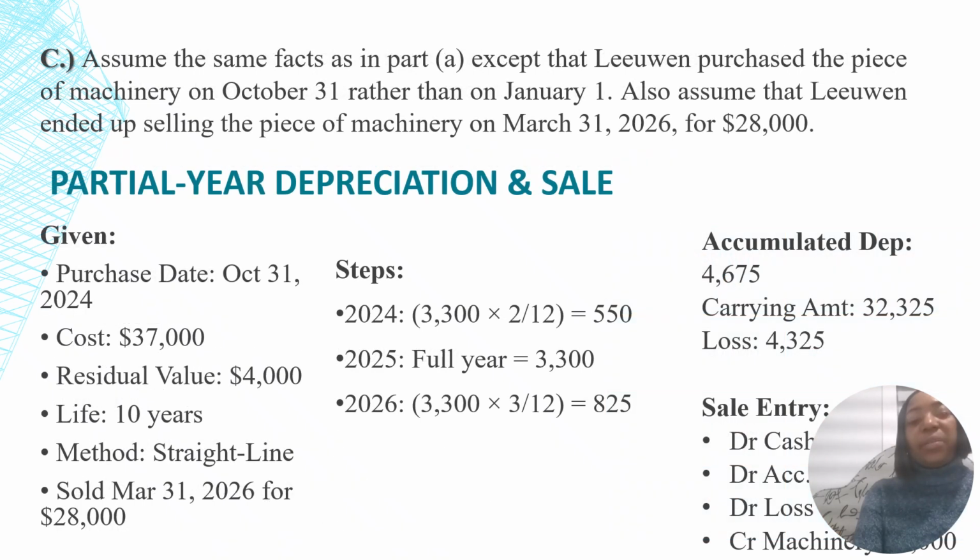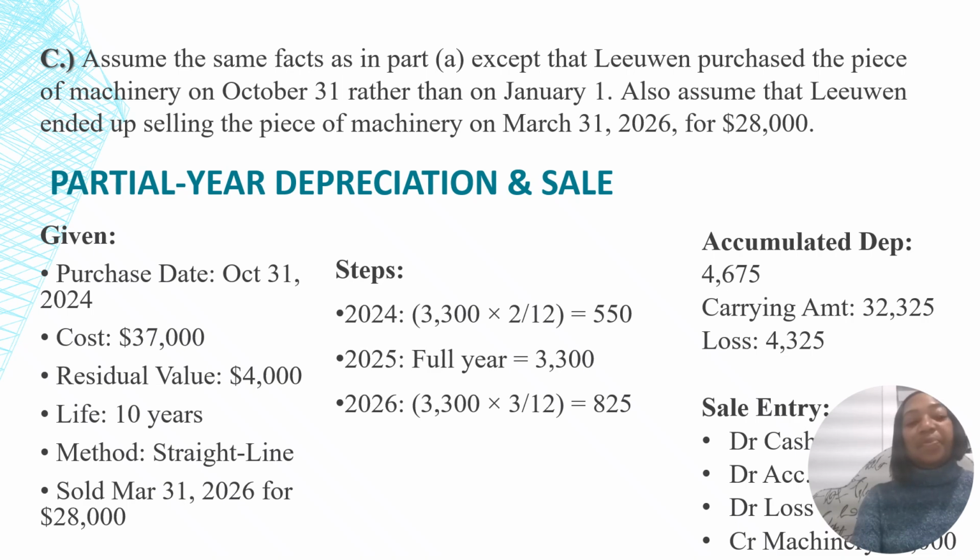Okay, so we'll move over to partial year depreciation and sale. In this case, the machinery was bought on October 31st, 2024. So only 2 months of depreciation apply in 2024. Annual depreciation, $3,300 times 2 over 12 equals $550. That's in 2024. Then $3,300 in 2025 for the full year and $825 for 2026 for 3 months before sale.